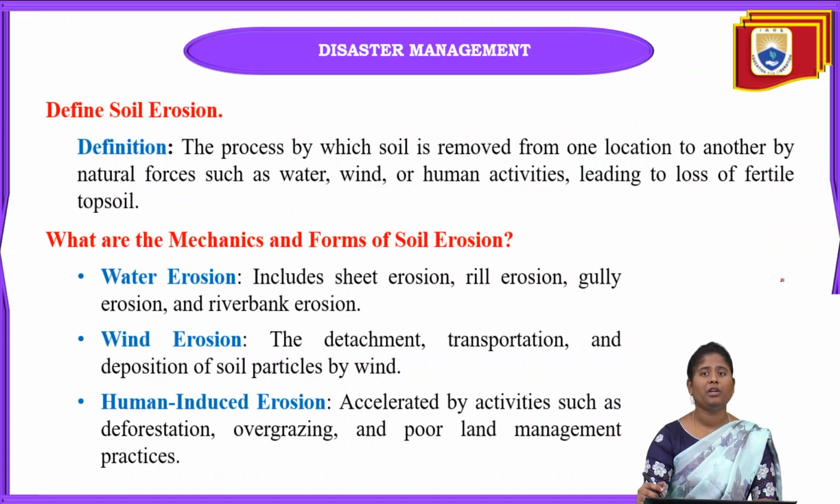Next one is human-induced erosion, meaning soil erosion caused by human activities, like overgrazing, deforestation, and poor land management practices. These can all be caused by human activities only.